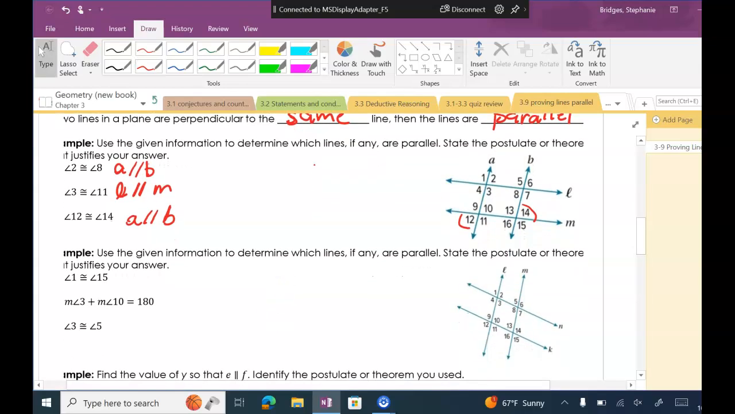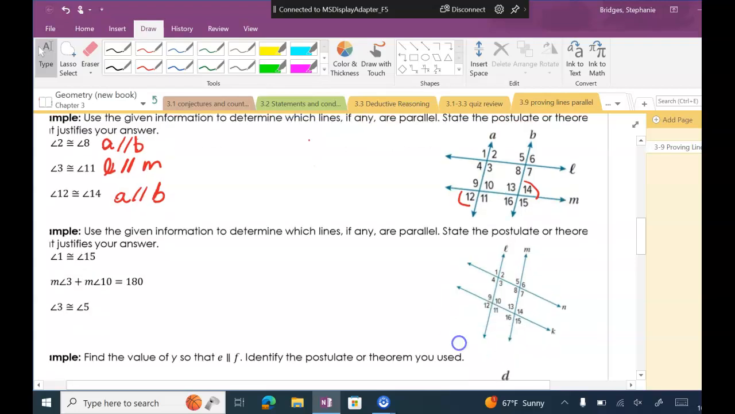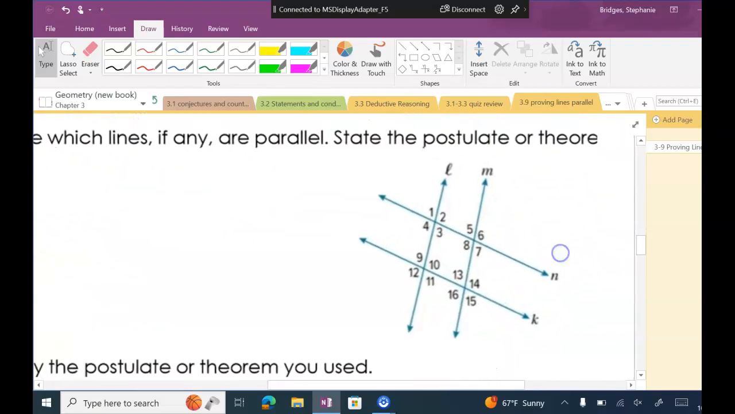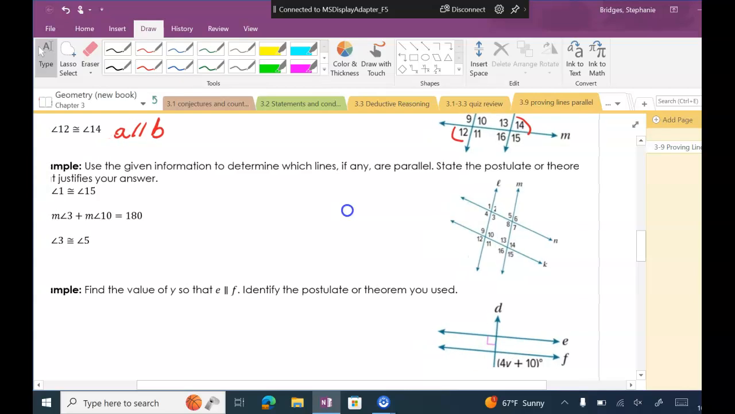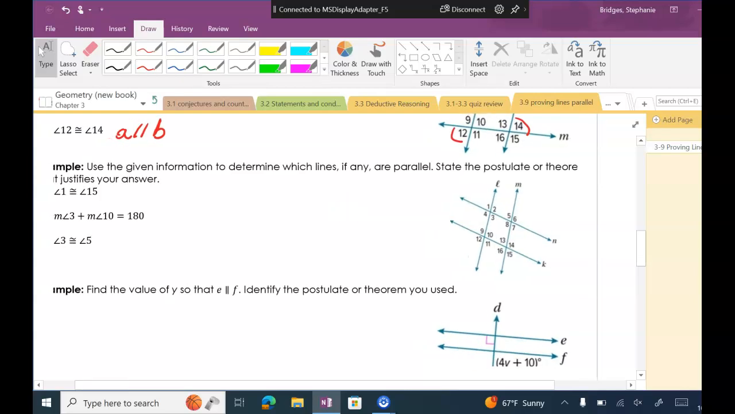Okay. I want you to do the same thing in the next three. Use the given information to determine which lines, if any, are parallel. What are your two options? What are the possible parallel lines? L and M or N and K. Okay, so those should be the only options. That doesn't necessarily mean you have to have a pair of parallel lines. I want you to try those, please.